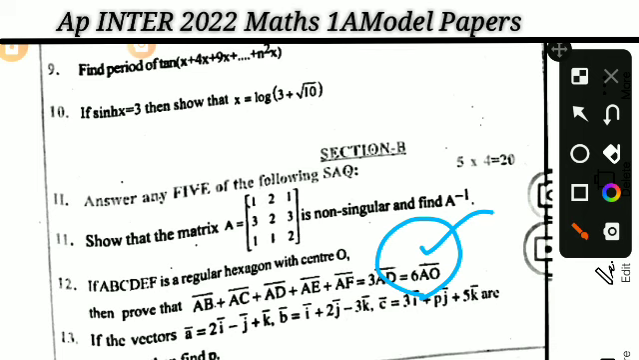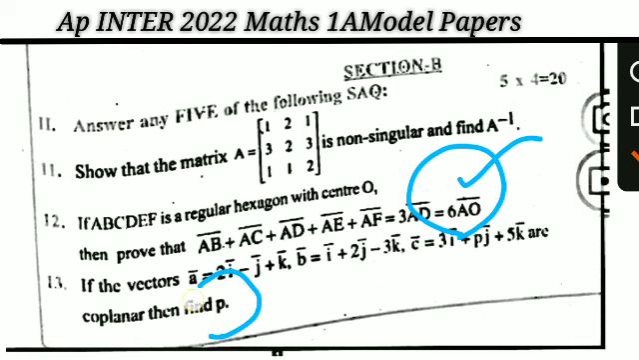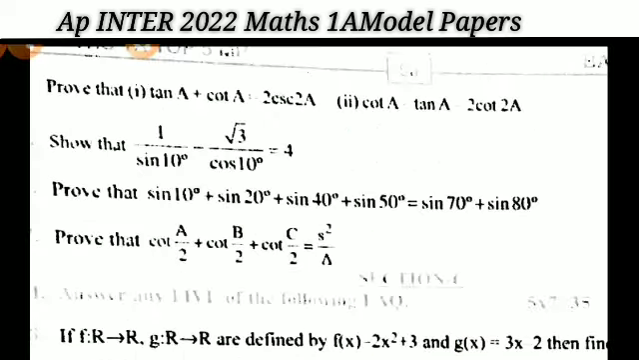Next one, 13th one. If the vectors A bar, B bar, C bar are coplanar, then what is the value of P? If the vectors are coplanar, then what is the condition? Det is equal to 0. Simply finding that det is equal to 0, then we get the value of P. Okay. Next, 14th one.